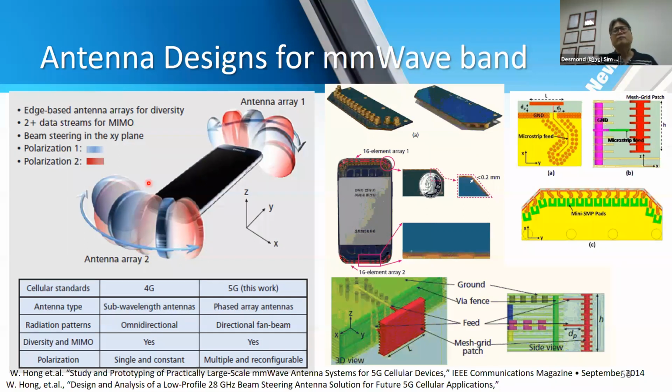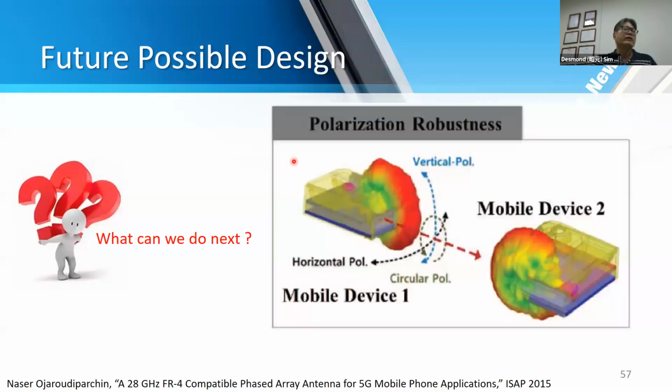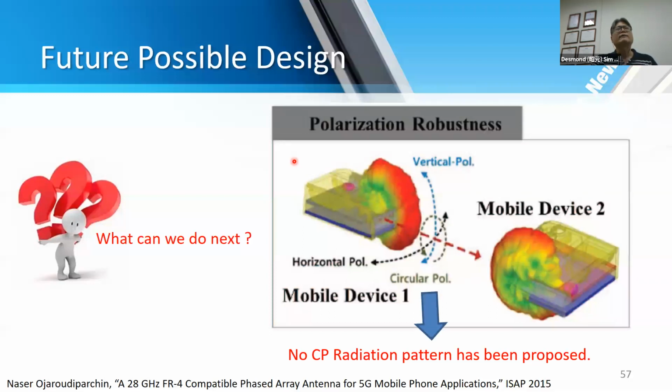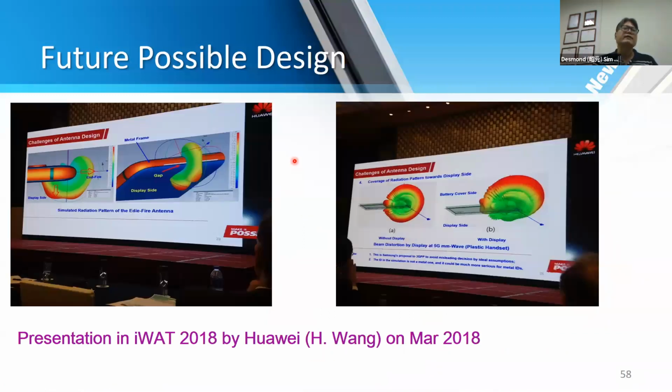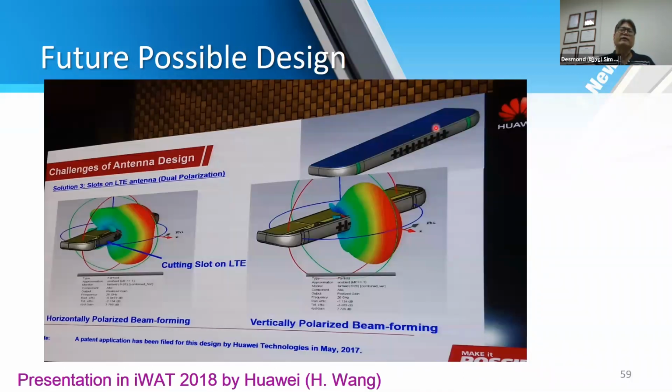So what can we do next? Now, the first thing you can do right now is have a mobile phone that has vertical and horizontal polarization, and you can also have built-in antennas at the upper side down here. This is a paper from Taiwan, presented by one of the top engineers in Huawei in March 2018, and this is the simulation that they have done. This is also some of the antennas they have designed. And they said that the millimeter wave antenna will be at the side edge of the mobile phone. So I'm going to skip this.